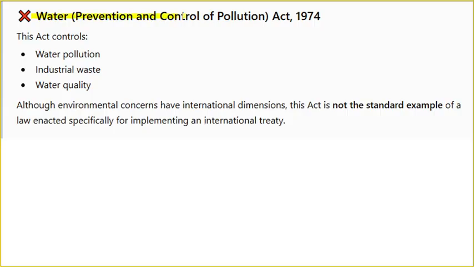Water Prevention and Control of Pollution Act 1974. This act controls water pollution, industrial waste, water quality. Although environmental concerns have international dimensions, this act, the Water Prevention and Control of Pollution Act 1974, is not a standard example of a law enacted specifically for implementing an international treaty.